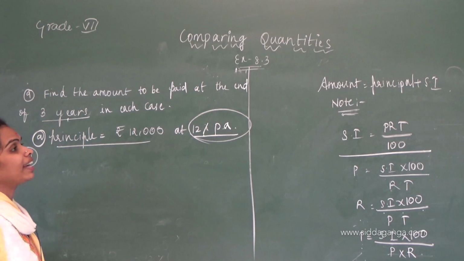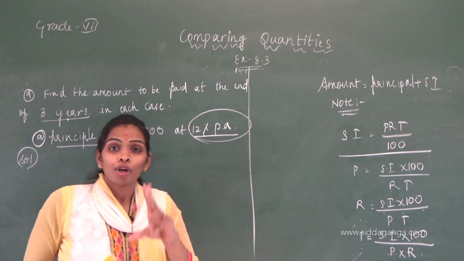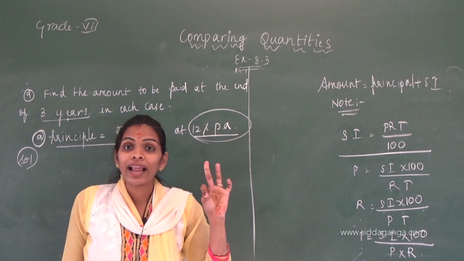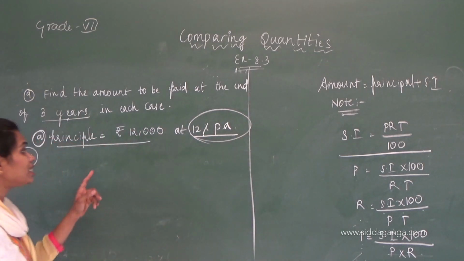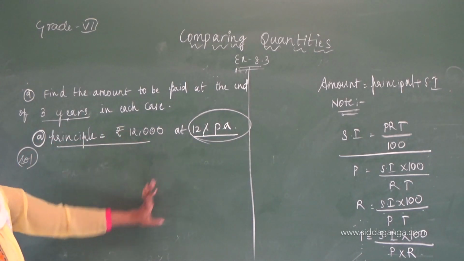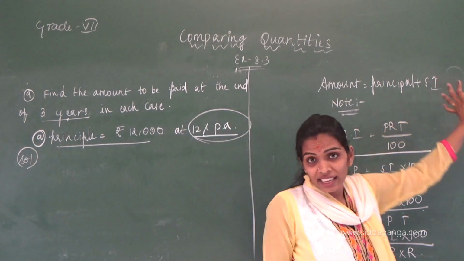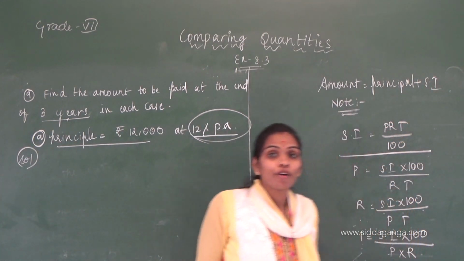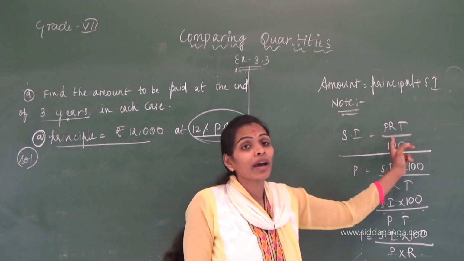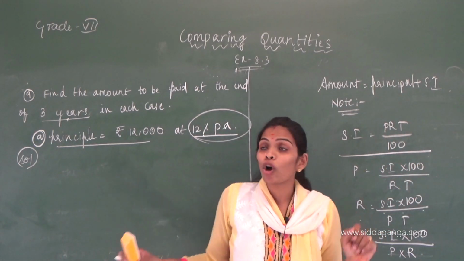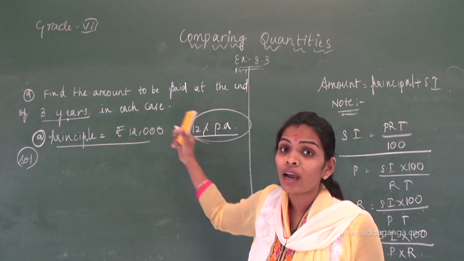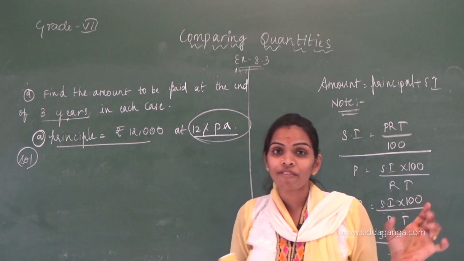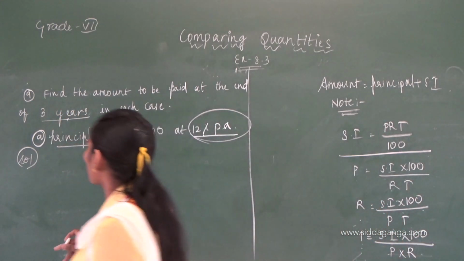Amount we have to find. To find the amount we have to know two things. What are they? Principal and SI. We know the principal of the transaction and we don't know SI. That means we have to find the SI. To find SI we have a formula, that is PRT divided by 100. We know P here, R here and T here. Then we can find SI, and easily you can find the amount.